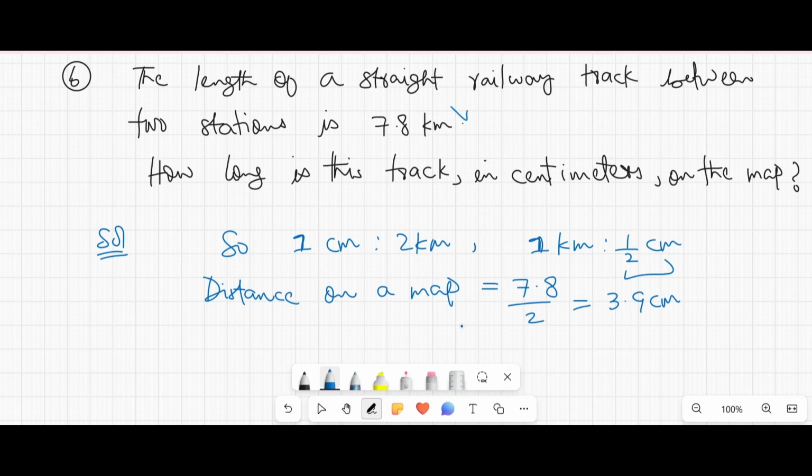So the distance on a map will become 3.9 centimeters, because as you can see, 1 kilometer is equal to 1 by 2 centimeter. So we have just halved it, no? This is divided by 2, so you will get back. I hope this is understandable. Let's go to the second part.